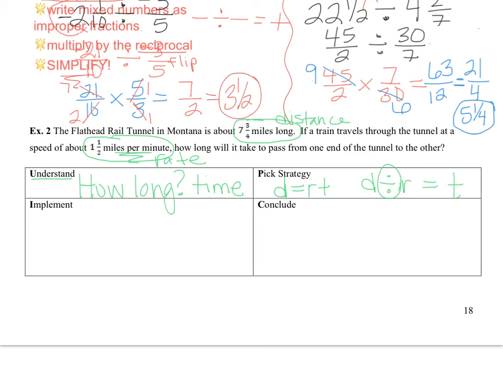Okay, so to implement, we want to take the distance divided by the rate to give us the time. If you look back at our problem, we have 7 3/4 divided by 1 1/2 as our rate, and that will give us our time. So go ahead and try to divide that out on your own and write a concluding statement.